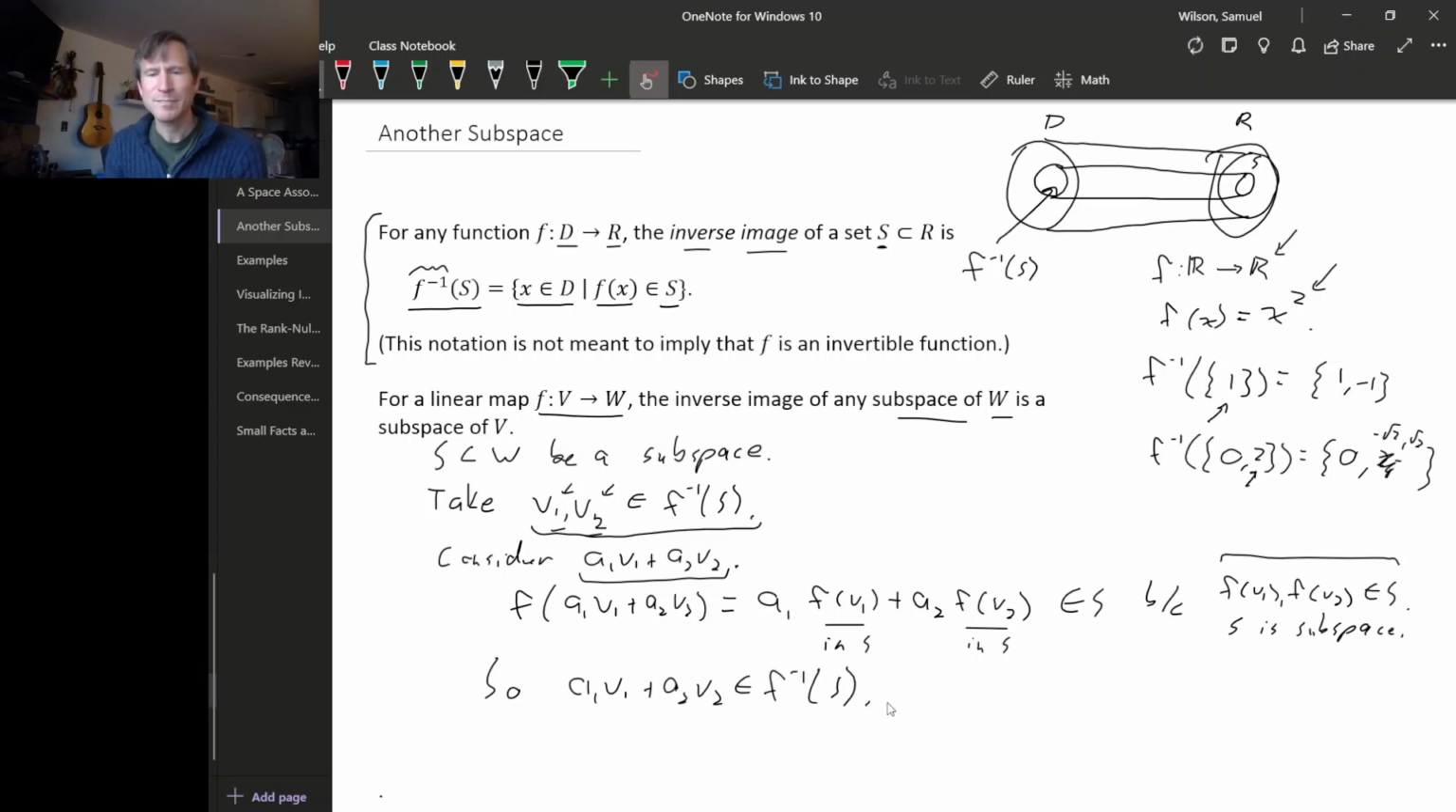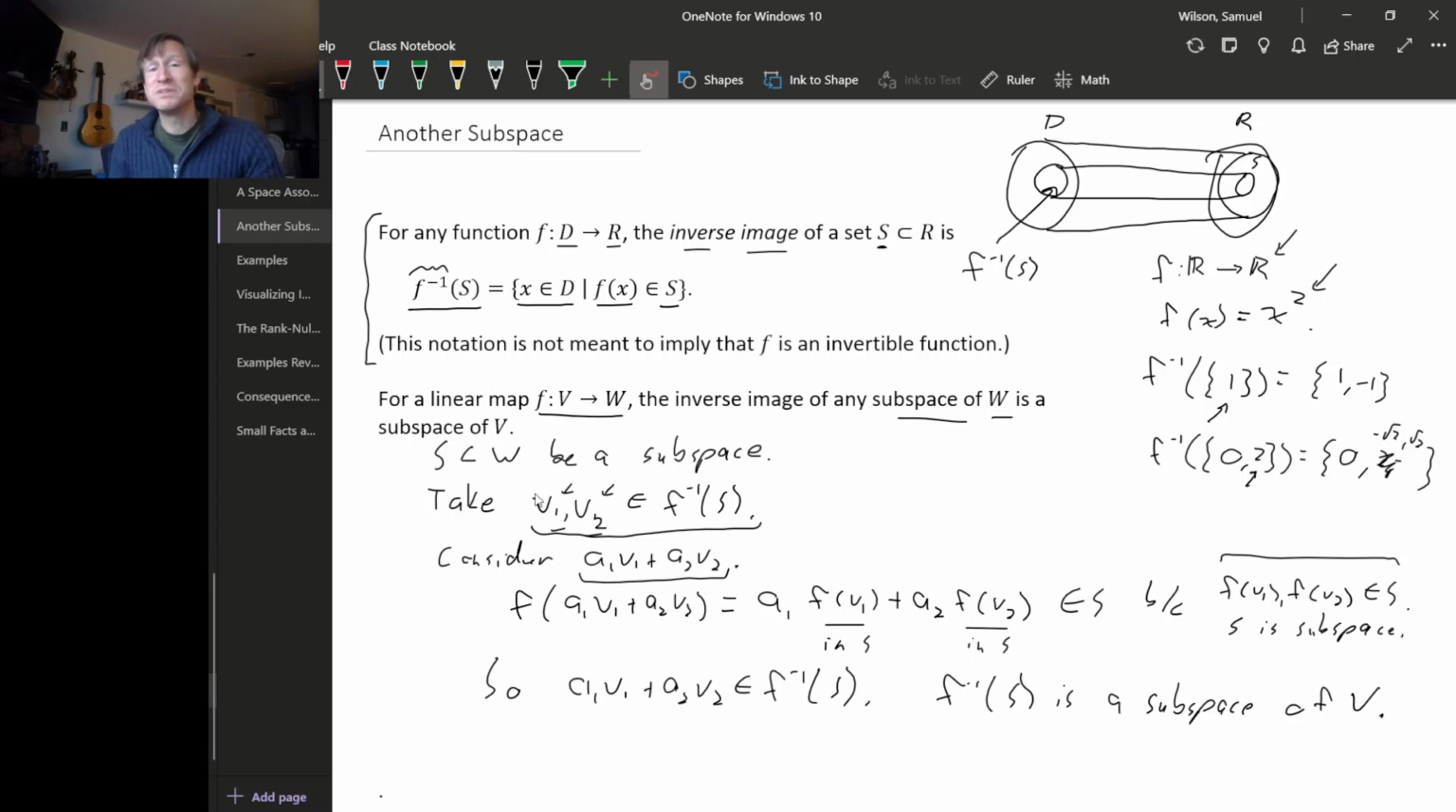So the inverse image of S is closed under scalar multiplication and vector addition. So the inverse image of S is a subspace of V. All right. So this is a general fact that if you sort of pull back along a function, if you pull a subspace back to the domain, you get another subspace if the map is a linear map.